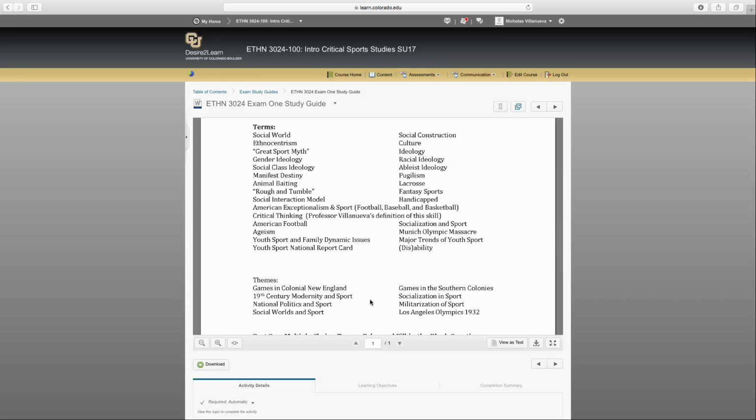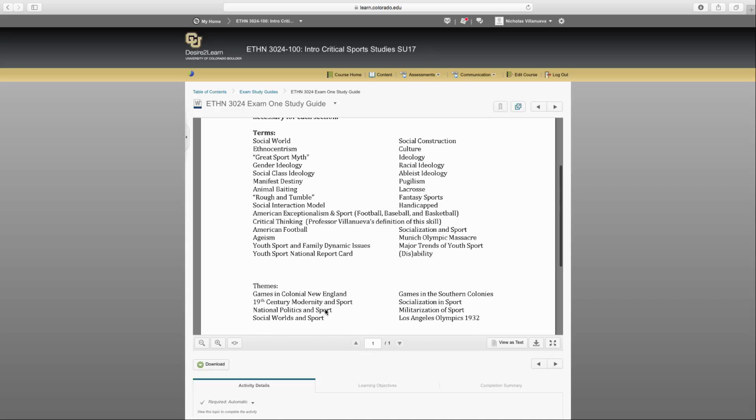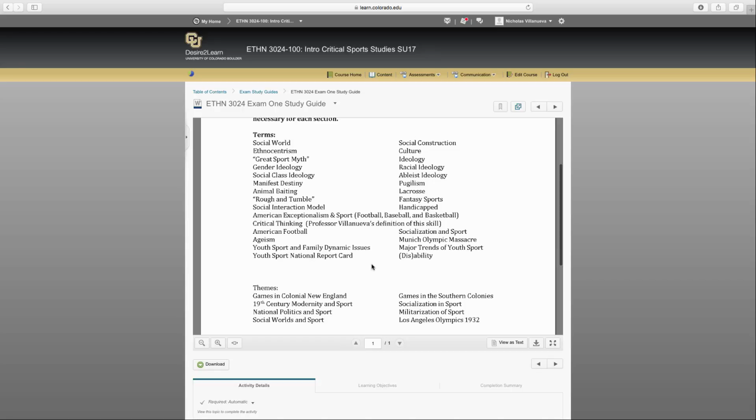The themes are a little more challenging. Games of Southern Colonies, okay, well, you'll need to know several of those games. Games in colonial New England, and 19th century modernity and sport, which was possibly a theme on one of the slideshow presentations in the early American sport lecture. So these are the things that you will want to go over.